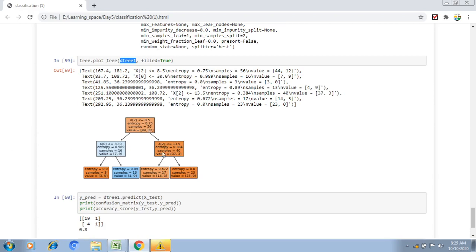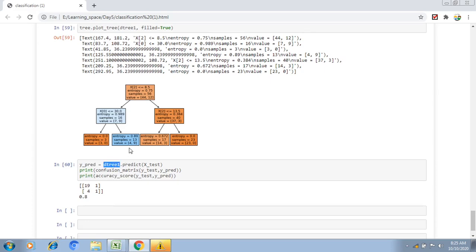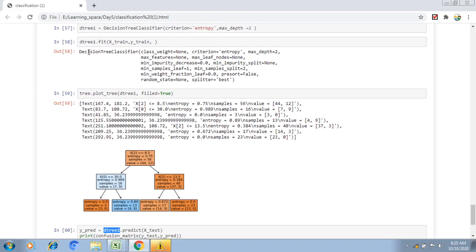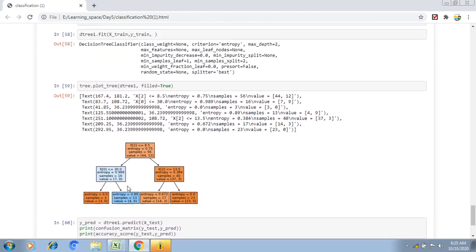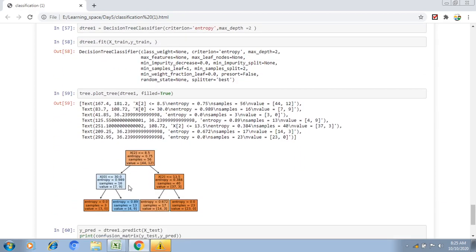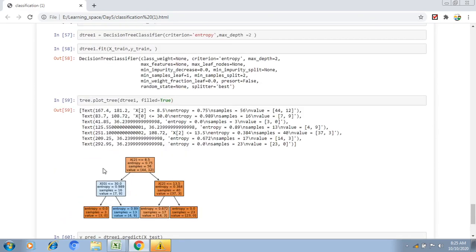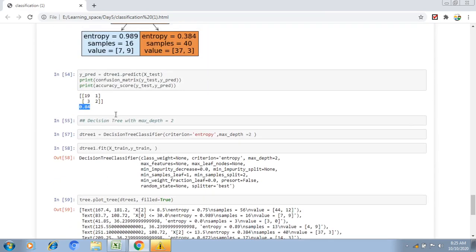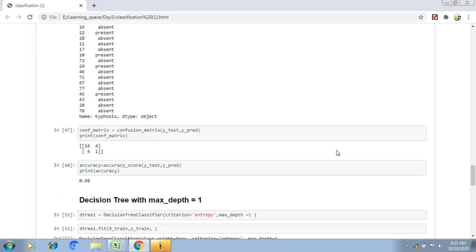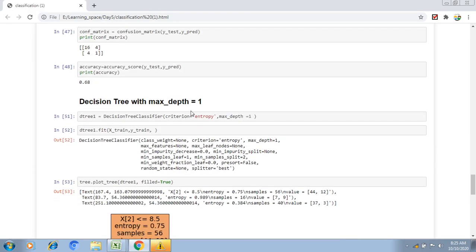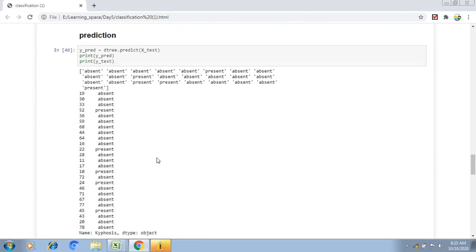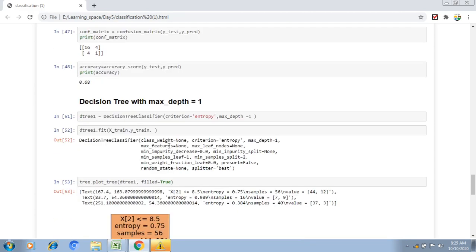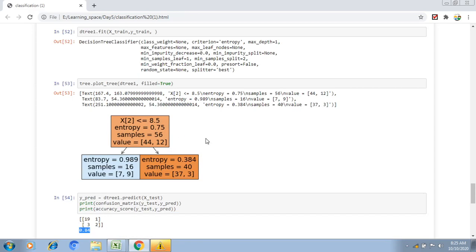If I draw a line, max depth is 2. This is my class object. I'm passing the x test and I will get the y prediction. In a similar way I'm calculating the accuracy, 0.8. Here max depth 1 has the highest prediction, 0.84. So it is better to choose max depth 1 in this case. For this data set, it is better to choose max depth 1 instead of 2 or not mentioning max depth. This is the way we can choose the max depth of the tree, versus no max depth.